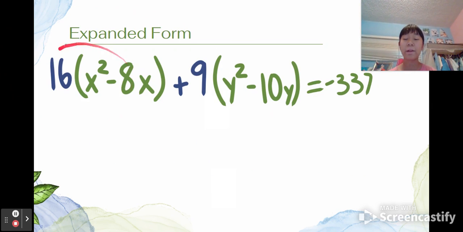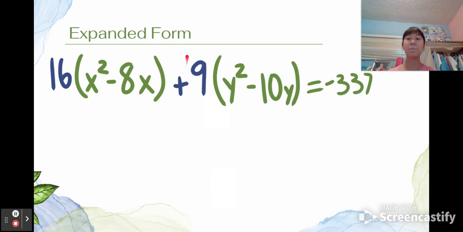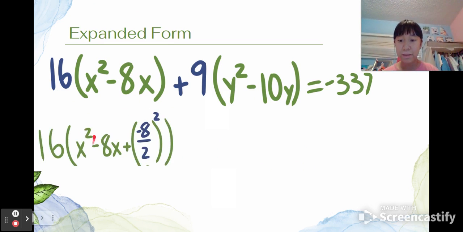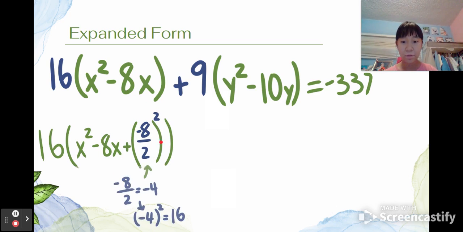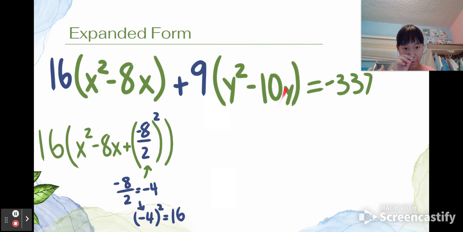So now what are we going to do? We're going to take the next step in completing the square, which is taking the b value, dividing it by 2, and then squaring it. We take negative 8, divide by 2, and then square it. Negative 8 over 2 equals negative 4, and then we square that and get 16. So negative 4 squared equals 16. Let's do that for the y part too.